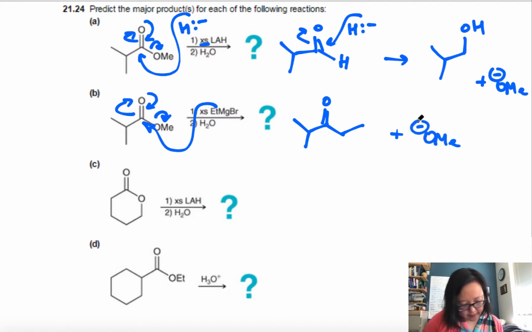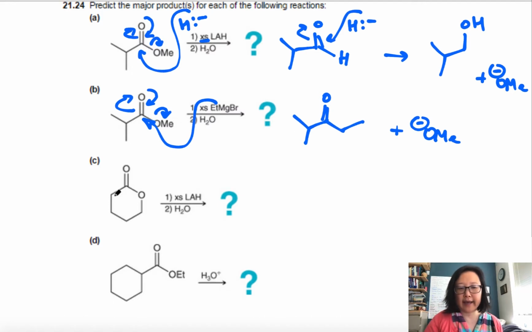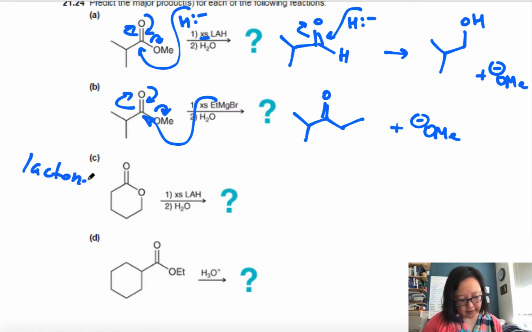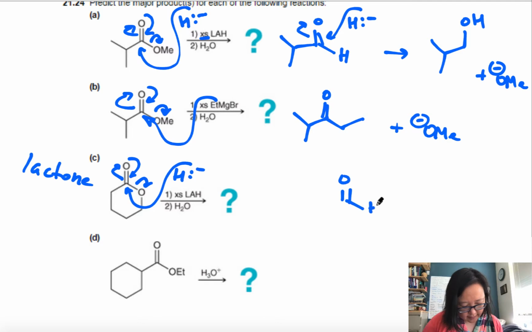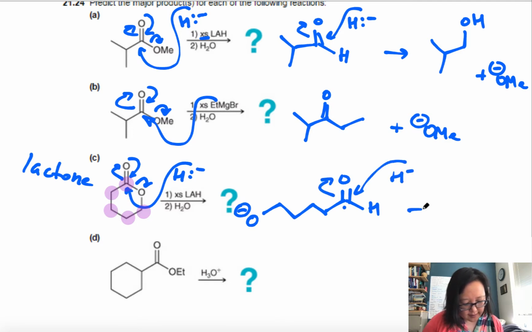And then next one here, this is a cyclic ester called a lactone. You don't have to memorize that, but sometimes you see that. So again, LAH, I'm going to react that. This is going to open up the ring, interestingly enough, like that. And if you get confused, just count around: 1, 2, 3, 4, 5. I have 5 carbons, including the carbonyl, and then I have this O-. Then you have another equivalent of hydride, so that attacks again, and you're going to get an alcohol.